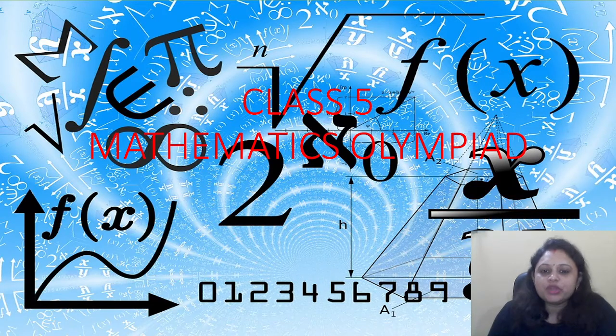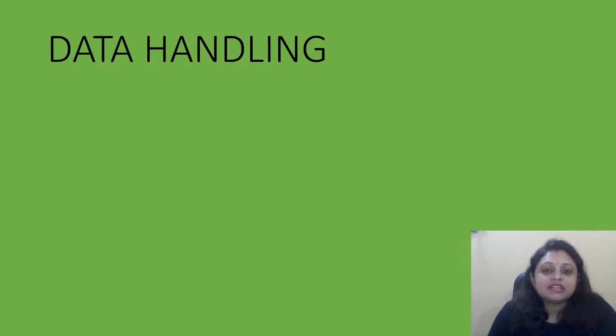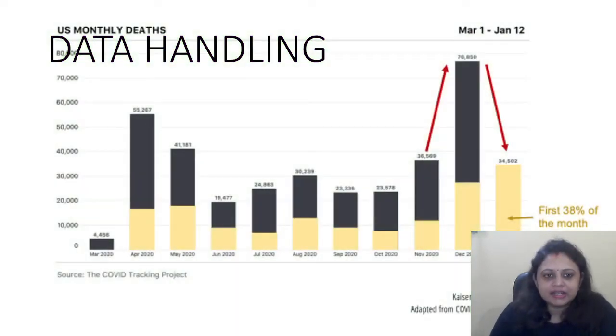So today we are going to read for class 5 mathematics olympiad, and in class 5 mathematics olympiad which chapter are we going to read? We are going to start a new chapter, that is data handling. Okay, so are you all ready for it? Yes, so let's get started.